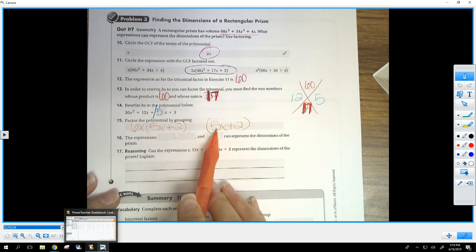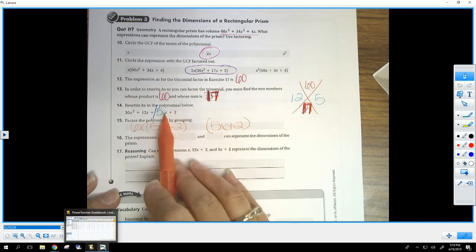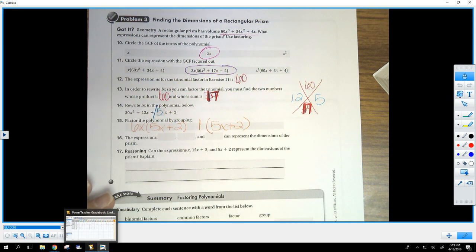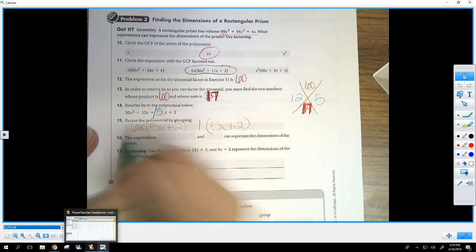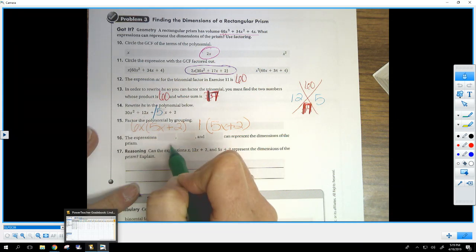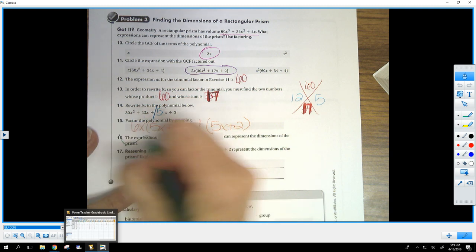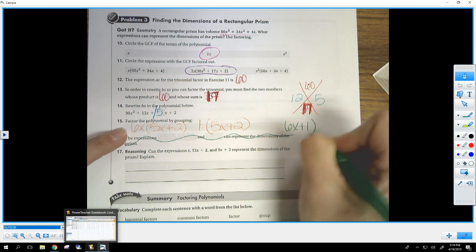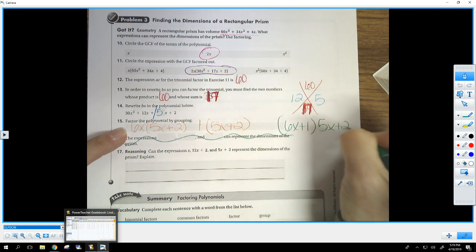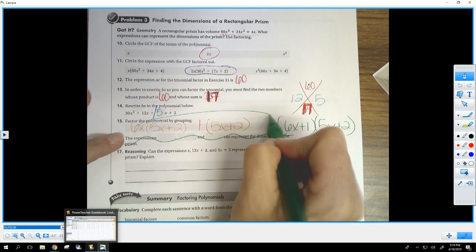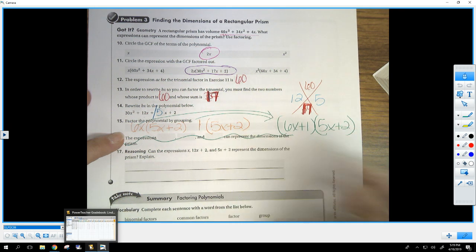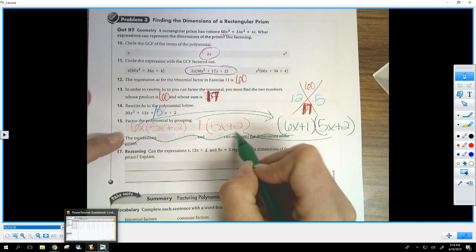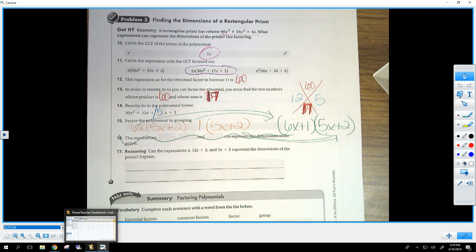So now what times 5x gives me 5x? Oh, that's 1. So I'm going to shoot straight to your answer, which would be 6x plus 1, 5x plus 2, right? These two go together in that first box, and this one goes in the last parentheses, right?